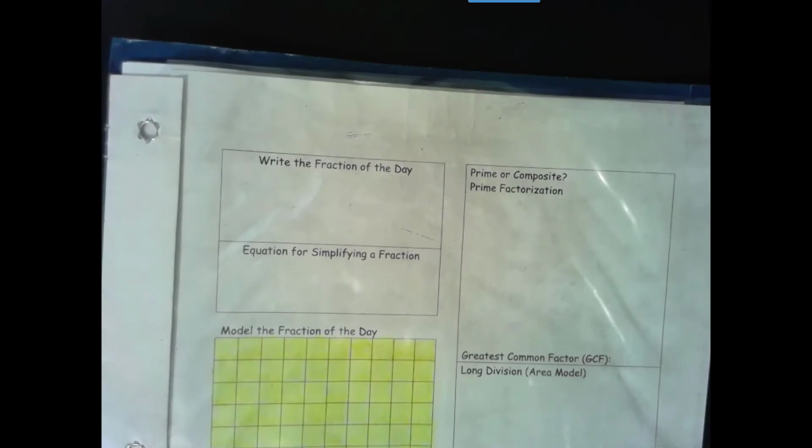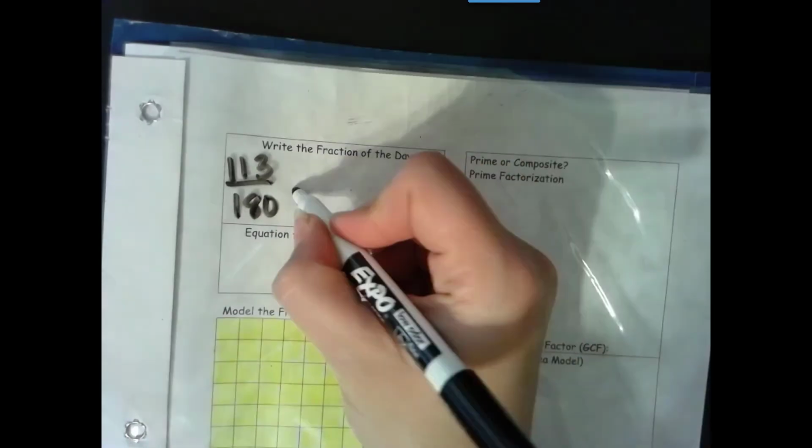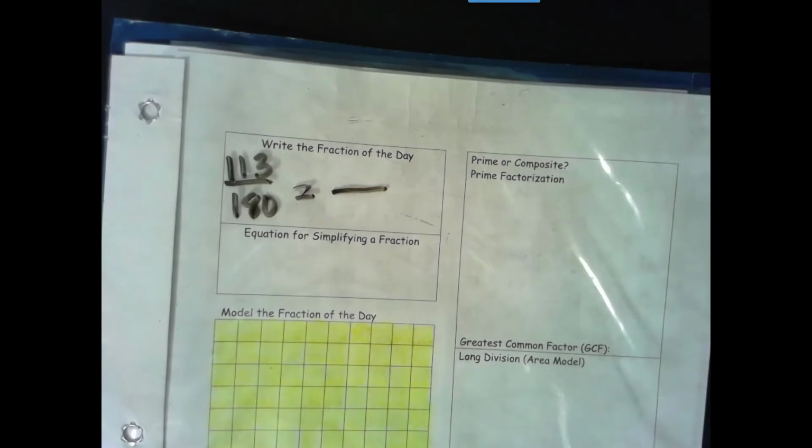Okay, let's go ahead and get down our beginning fraction. Our denominator is 180 because that's the total amount of school days, and we are on day 113. So first we have to think, is our numerator prime or composite? Well, it doesn't end in an even number, it ends in a 3.